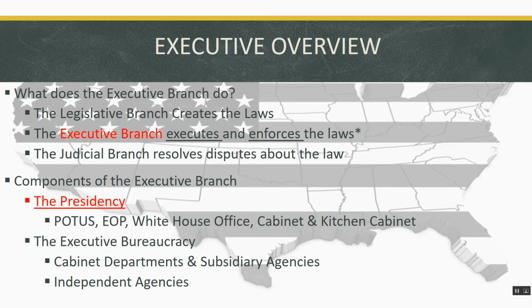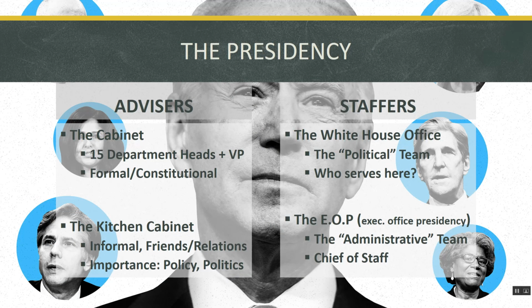So let's take a step back and look at the first of the two major components of the executive branch, the presidency. The presidency, as I've mentioned, is made up of not only the president and vice president, but other groups of individuals. By and large, there are two important groups of advisors and two important groups of staffers, or day-to-day workers, within the presidency.